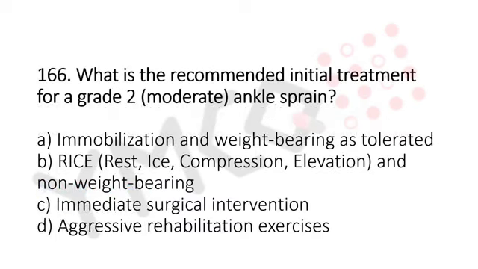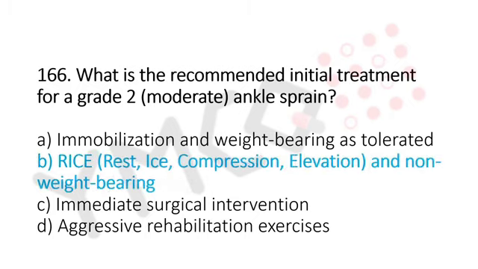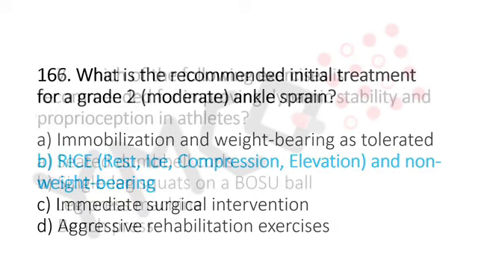What is the recommended initial treatment for a grade 2 moderate ankle sprain? Option A, immobilization and weight bearing as tolerated. Option B, RICE: rest, ice, compression, elevation and non-weight bearing. Option C, immediate surgical intervention. Option D, aggressive rehabilitation exercises. And the answer is option B, RICE and non-weight bearing. Now let's move to question number 167.